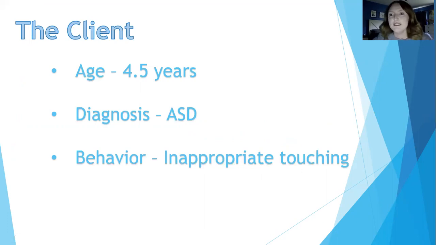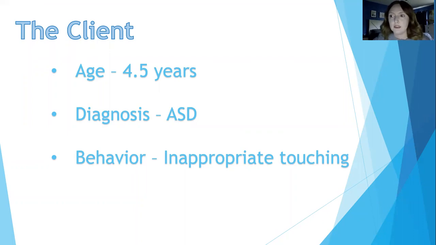The client I will be discussing today is a 4.5-year-old male with a diagnosis of autism spectrum disorder. The problem behavior for this study is inappropriate touching. Inappropriate touching is defined as one's hand crossing the threshold of the waist of the pants, excluding instances where this is acceptable, such as during a dressing routine or toileting routine.